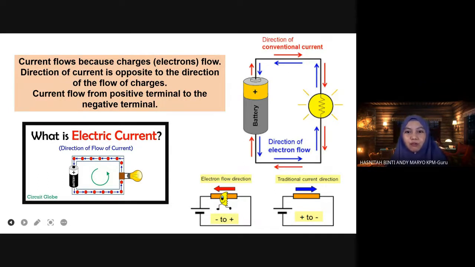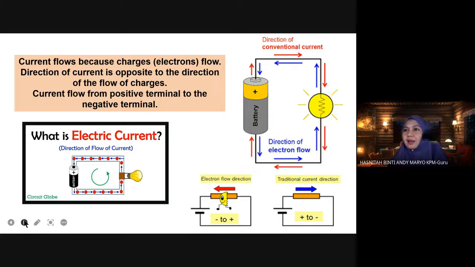Movement of electron produces current. Yes, simple. The word movement, normally we use flow. Flow of electron produces current. Or flow of charge produces current.